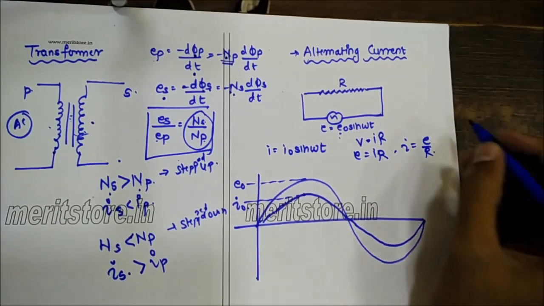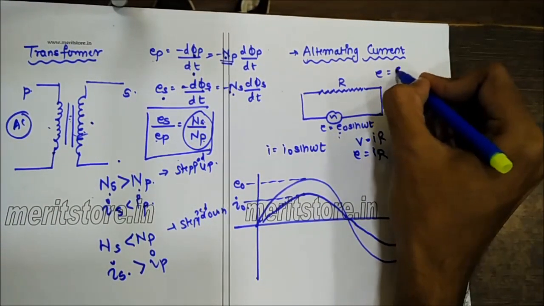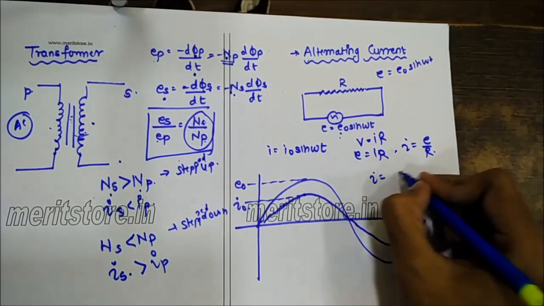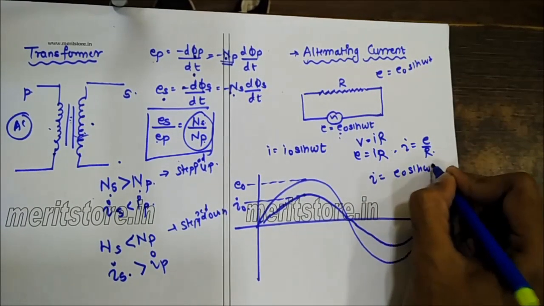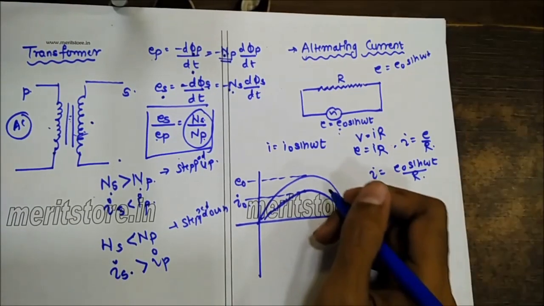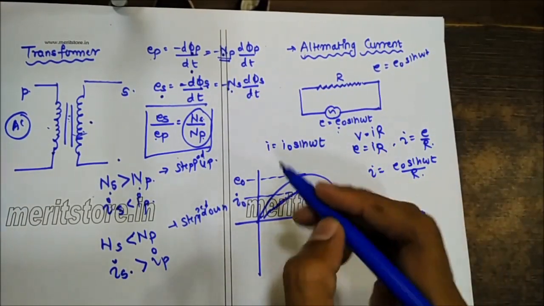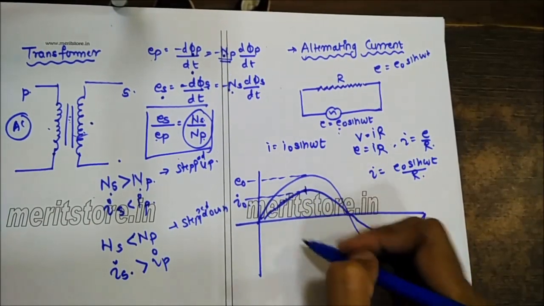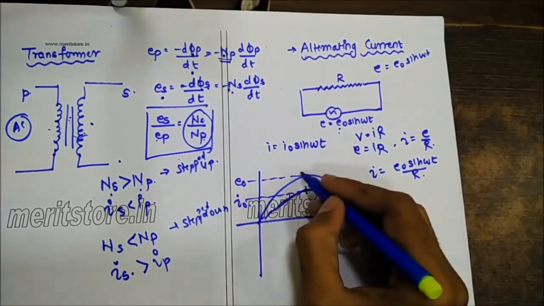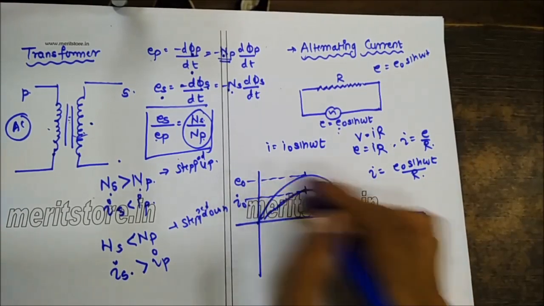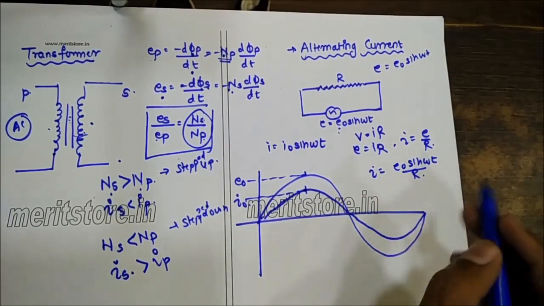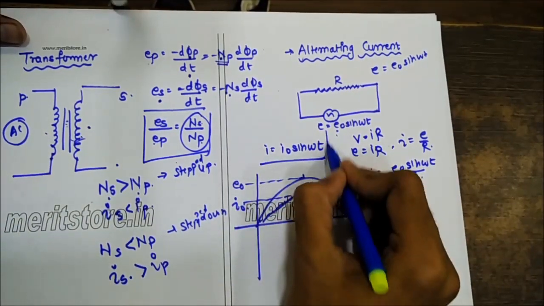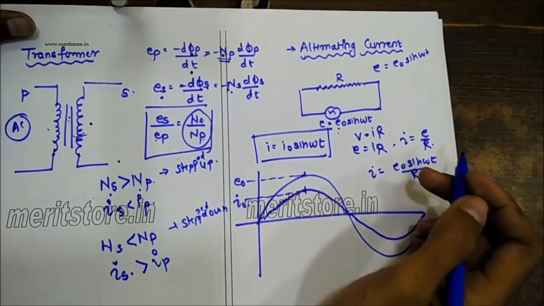Next, using this equation E equals E naught sine omega t, we can also have I equals E naught sine omega t upon R. There are values where your current starts increasing and it reaches a peak value called I naught. Also your voltage goes on increasing and it reaches a peak value called E naught. So substituting those values we get the final equation to be I equals I naught sine omega t.